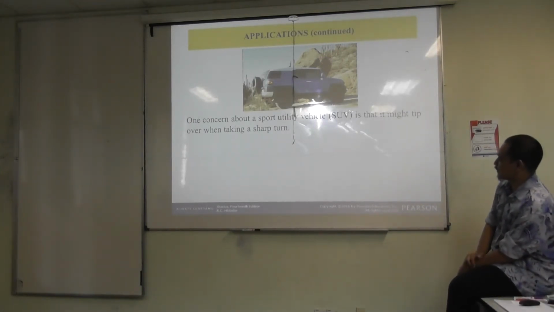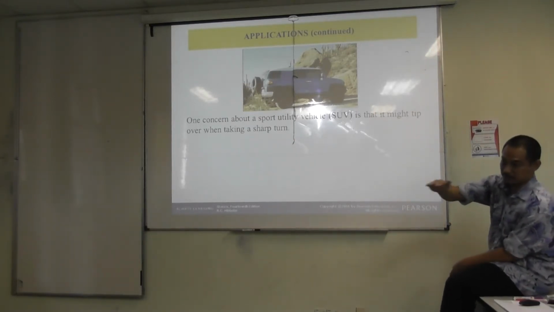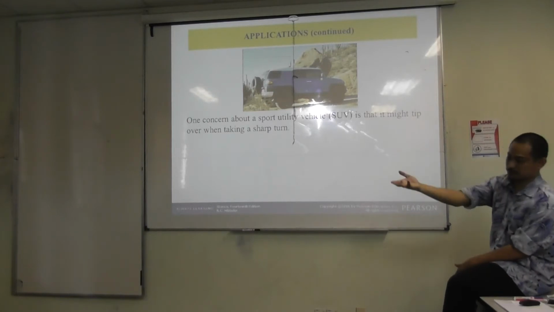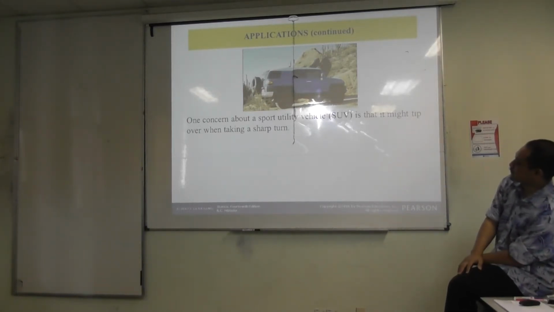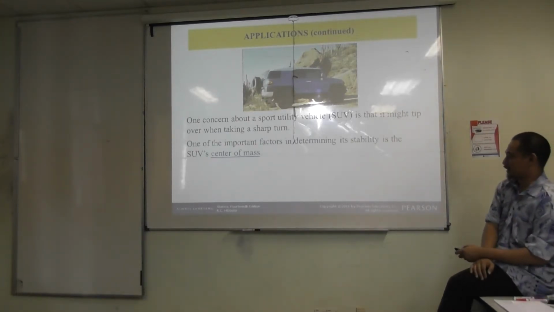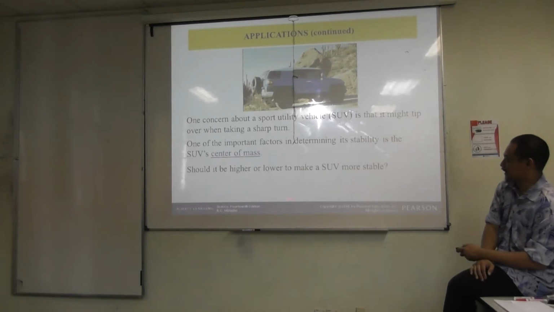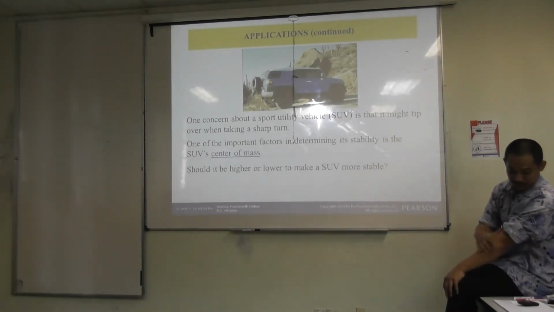SUV, sport utility vehicle. One concern is when it's speeding and it wants to take a sharp turn, for example. Normally we discuss in terms of whether it is more stable with a higher or lower center of gravity or center of mass. Lower. How do you know that?